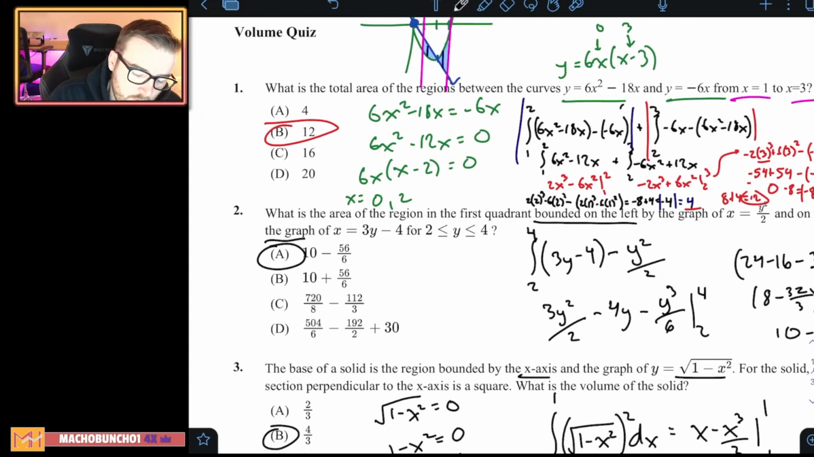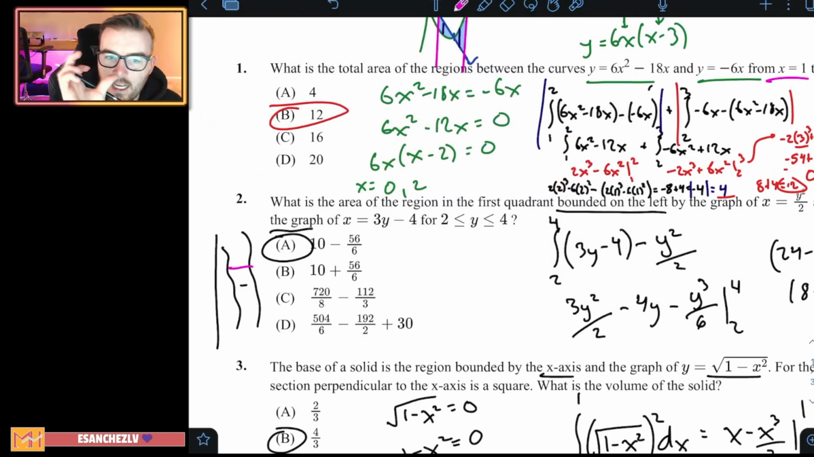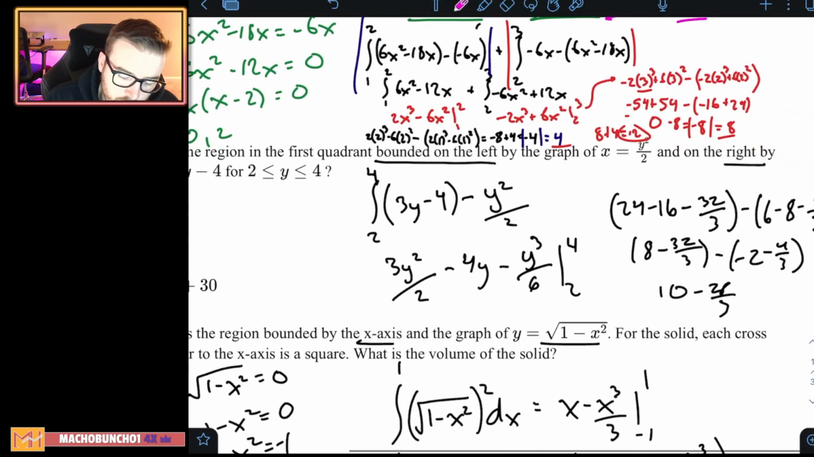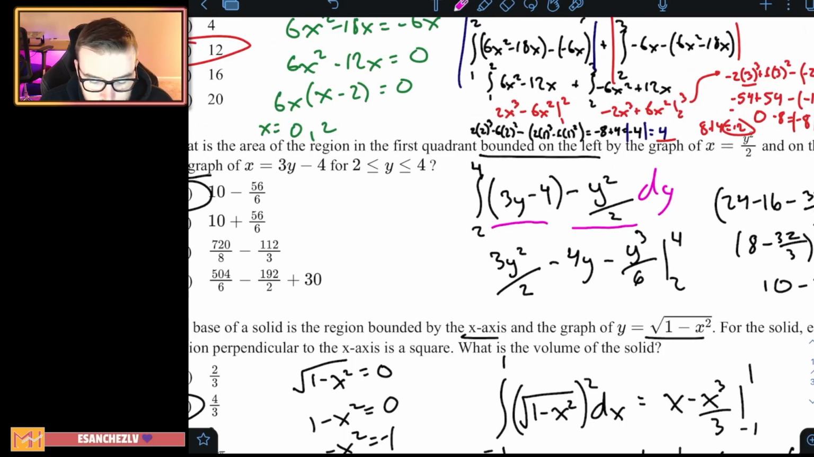So if I have the y-axis here, I'm going to do the right function minus the left function in order to find the distance between the two. At the end of the day, you're trying to find the difference between the two. So them telling you which one was which allowed me to go, oh, the right function minus the left function with respect to y. And then you just integrate.